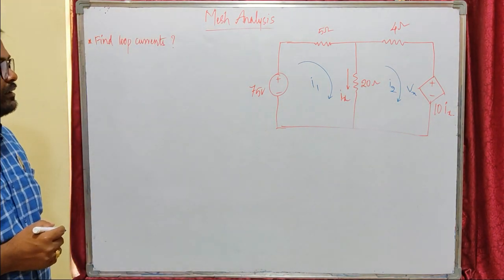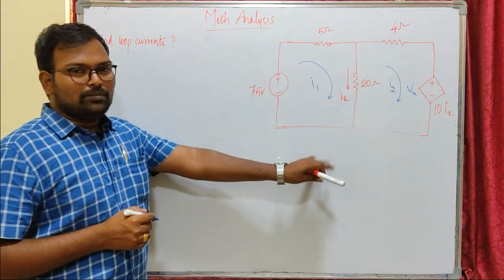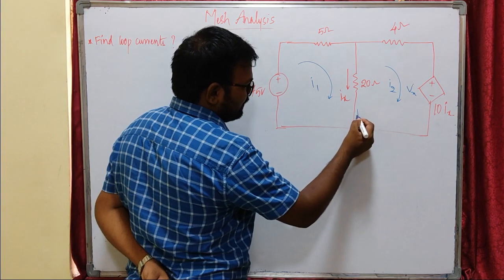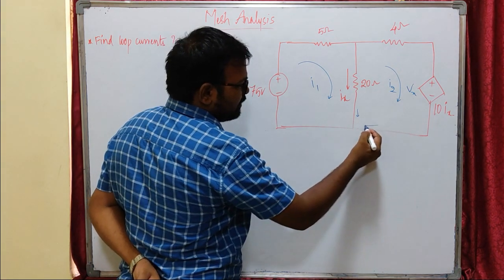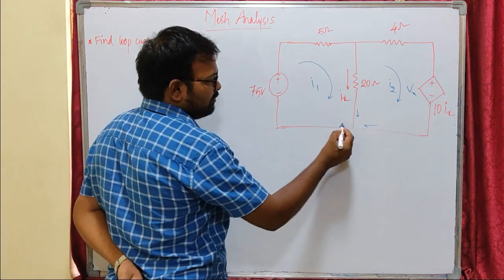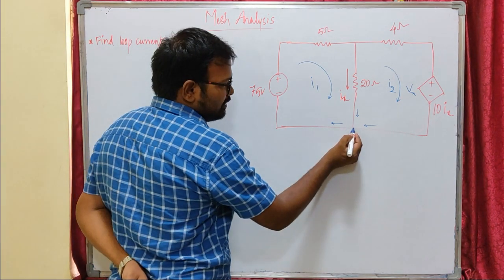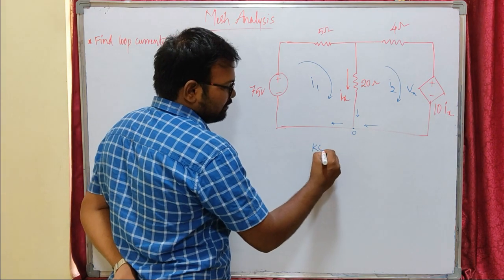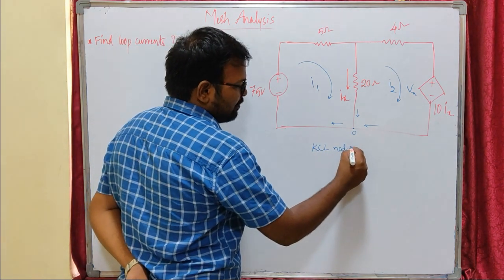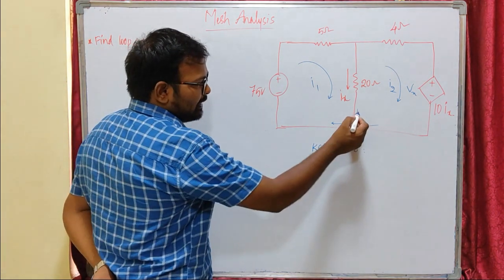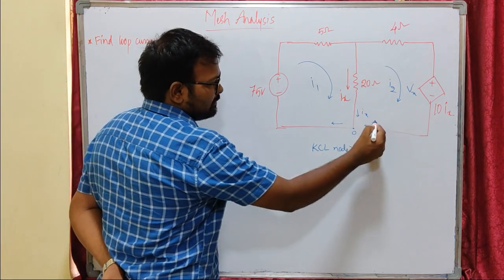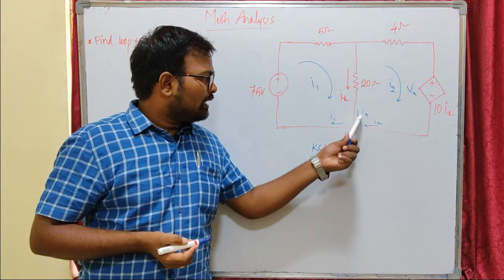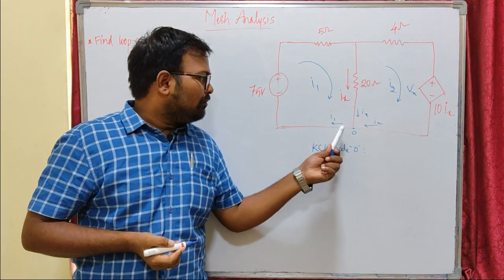Now let us write KVL expressions in each loop, and before that, here this is our Ix current coming like this, here is I2 coming like this, and here I1 going like this. Let us consider this as node O and apply KCL at node O. Ix and I2 are entering the node, but I1 is leaving the node.